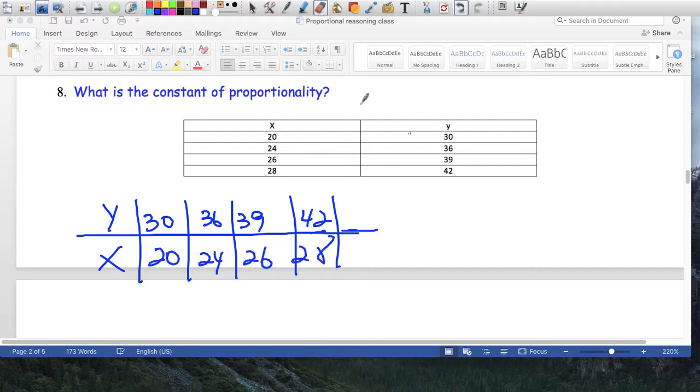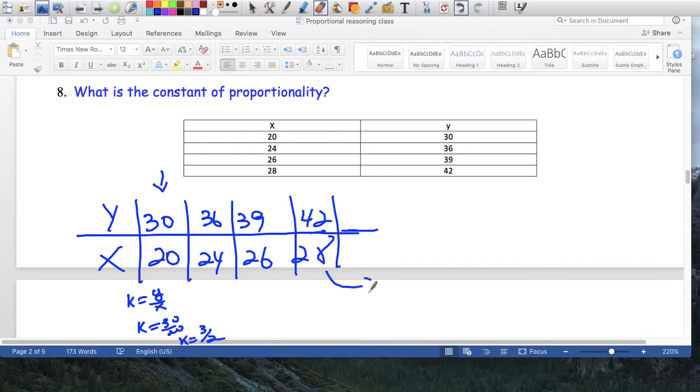Assuming this is a proportion, you can pick any of these values to find a constant of proportionality. So let's use this one, and you get k equals y over x. Be careful here. It has to be y over x. And k equals 30 over 20, or k equals 3 over 2.